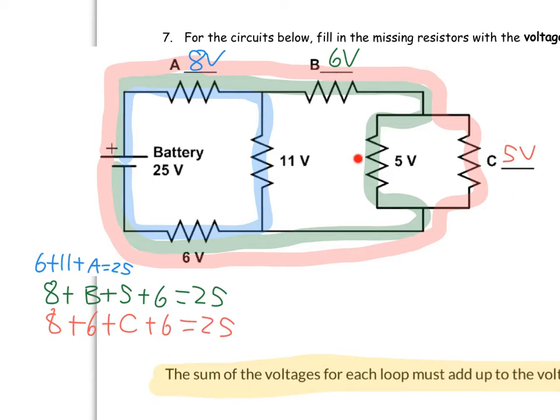So two things to point out here. Notice that these two resistors, which we would say are in parallel, have the same voltage. That is a little trick you can use. Also notice that this pathway has a total of 11, and this pathway is also a total of 11, and that's going to happen anytime the circuit splits and then comes back together. Every path must have the same voltage across it.